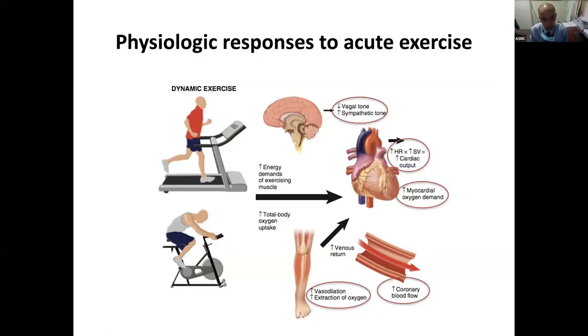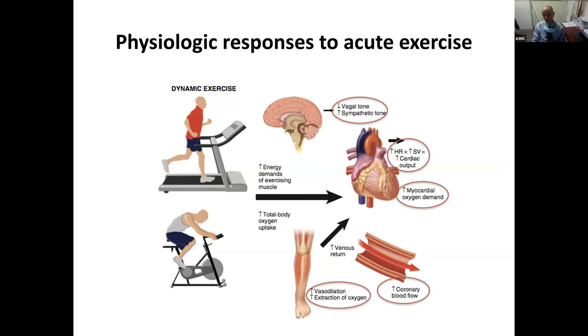So when we have patients exercise in the stress lab, and we're talking about whether they go on a treadmill or on a bike, stationary bike, as is done in several parts of the world, you will expect several physiologic responses that you can see here on this slide that are summarized. You will see a decrease in the vagal tone and an increase in the sympathetic tone as well, which will lead to an increase in the heart rate and stroke volume, and this will eventually lead to an increase in the cardiac output, which is what we need when we exercise to match the myocardial oxygen demand that is increasing.